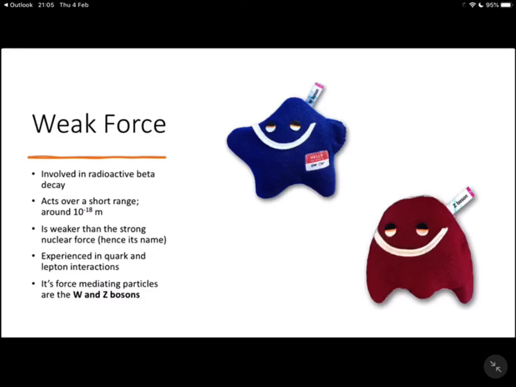Lastly, we have the weak force. Now, it is named the weak force because essentially it is weaker than the strong force, but it is not as weak as the gravitational force. The weak force is involved in radioactive beta decay. It acts over a short range, around 10 to the negative 18 meters. It's experienced in quarks and lepton interactions, and the force-mediating particles responsible for it are the W and Z gauge bosons. We'll explore the weak force further in a future lesson when we take a look at beta decay in depth.